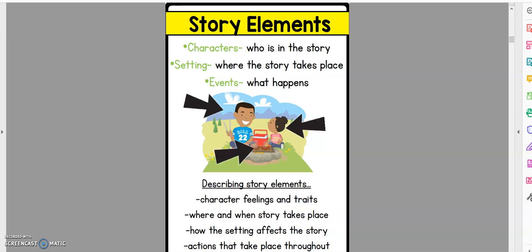Hi first graders, we're back with another mini lesson, and this week our focus is going to be on story elements. So story elements are the parts of a fictional story, and that's key. Story elements are only going to be found in fiction.